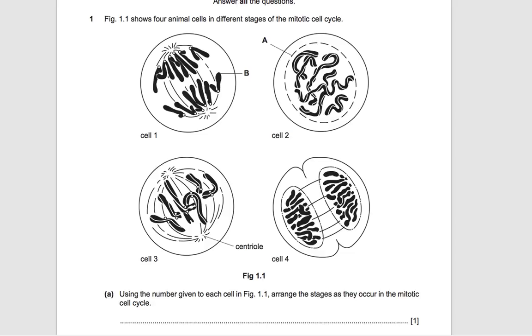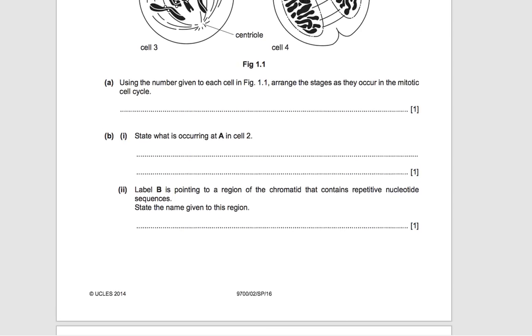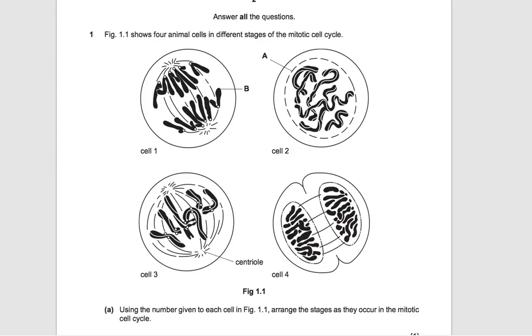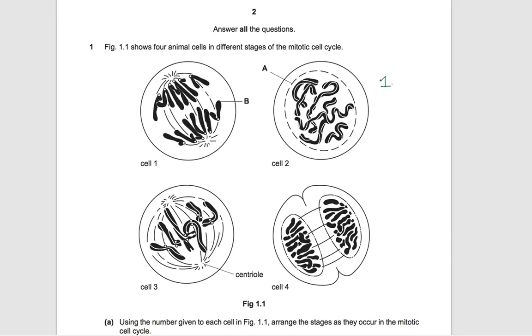And then finally here, you can see that the chromosomes are starting to decondense again, the nuclear envelope forming and cytokinesis taking place. So this will be the last one. And then the cycle would, after some growth, start again. Okay, next one. So the order is 2, 3, 4, 1.